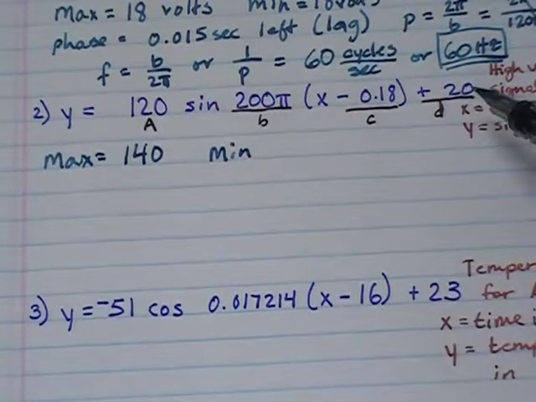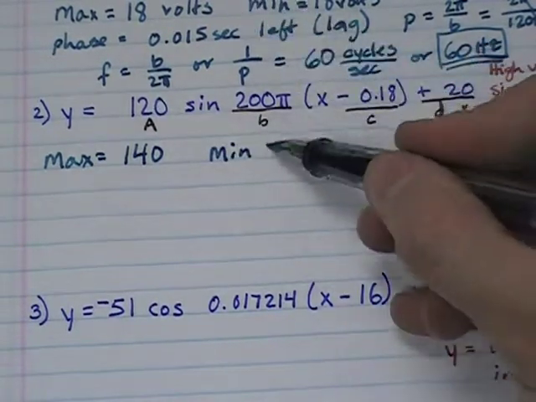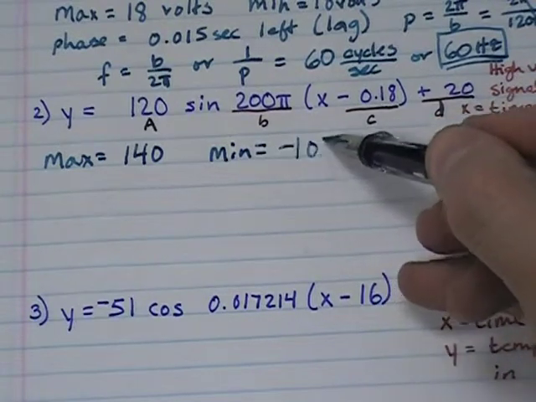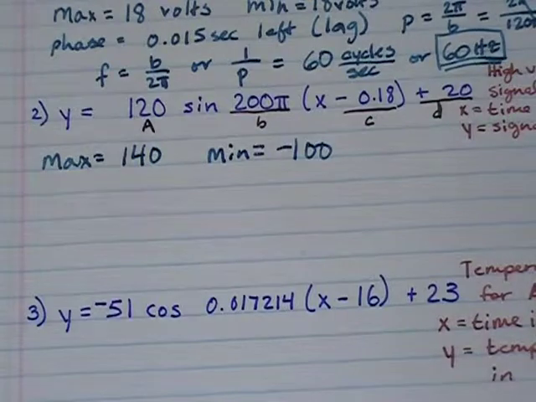But all points have been shifted up 20. So what's negative 120 moved up 20, and it's negative 100. Okay, so the max is 140, the minimum is negative 100.